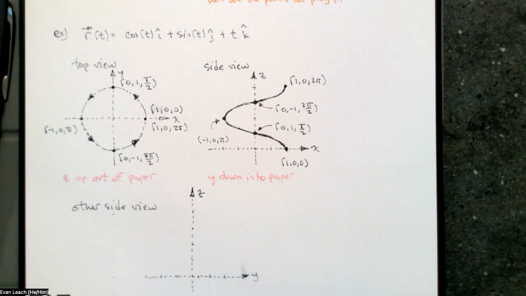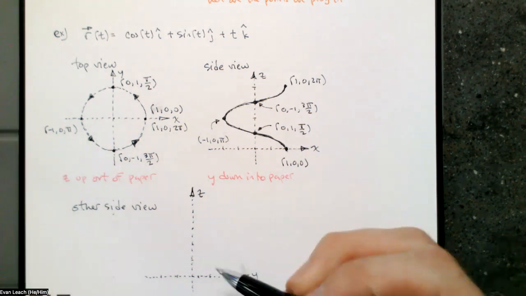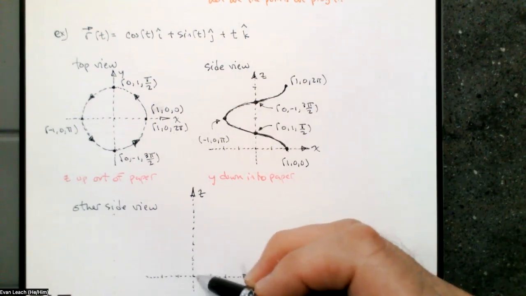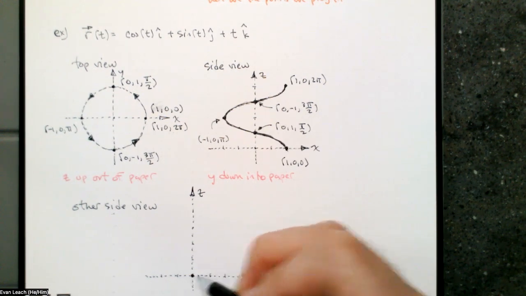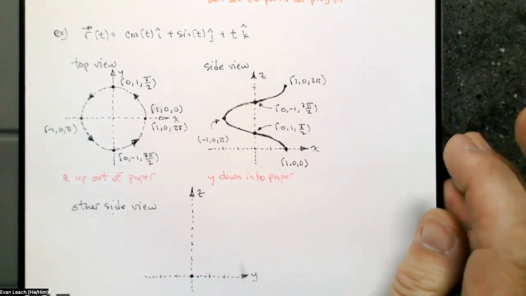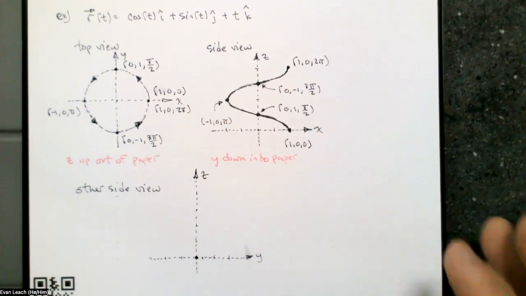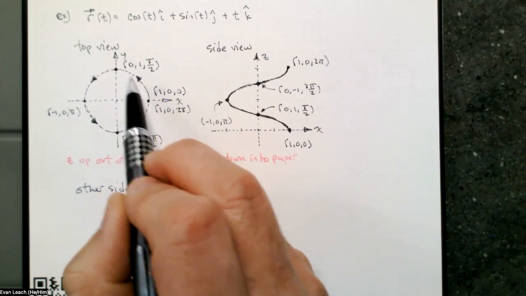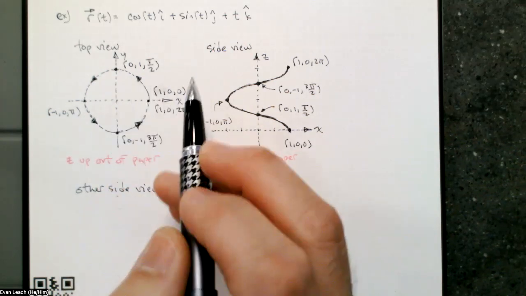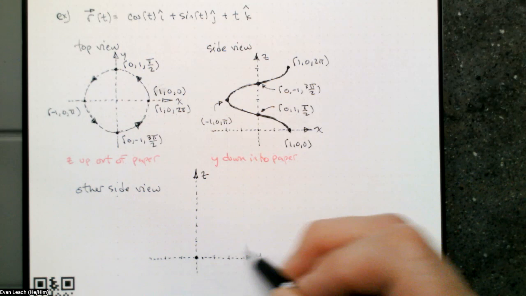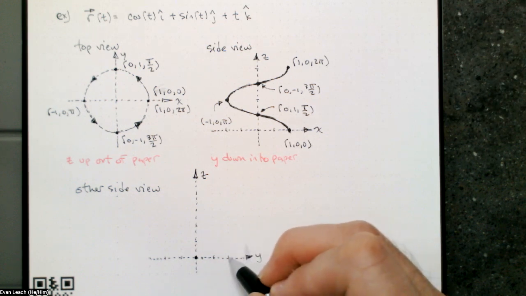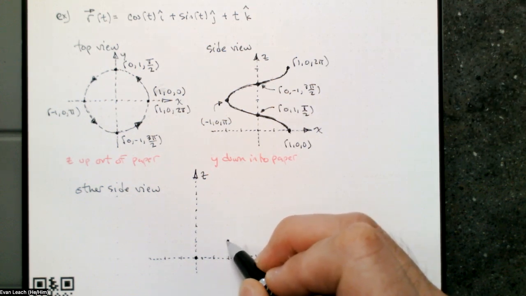So I want to plot the point 1, 0, 0. I go 1 on the x, which comes straight up, 0 on the y, and 0 on the z. So here is the point 1, 0, 0. Then we're going to move up. The next point is going to be 0, 1, pi over 2. So we go around our circle to 0 on the x, 1 on the y, and pi over 2 on the z.